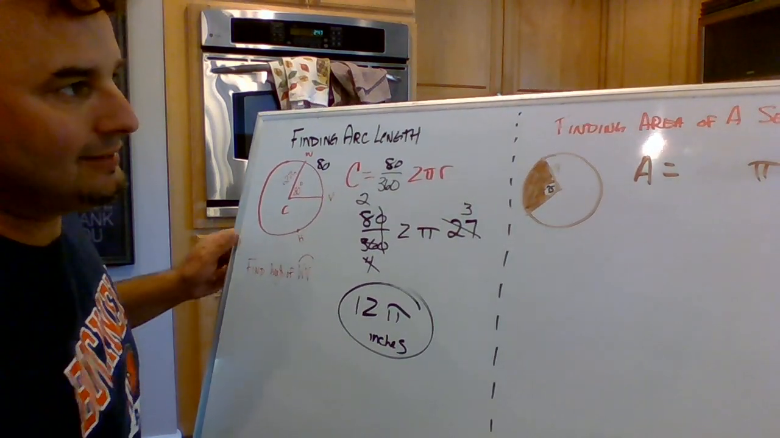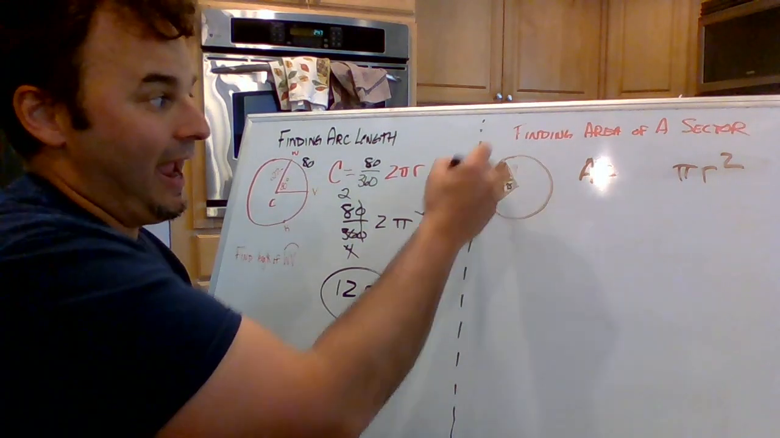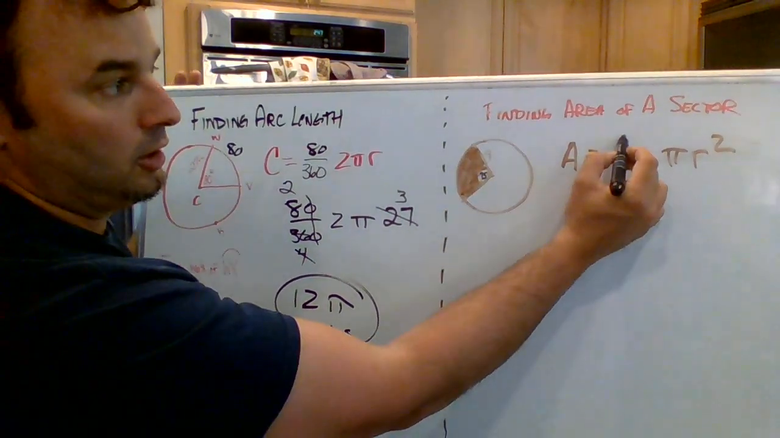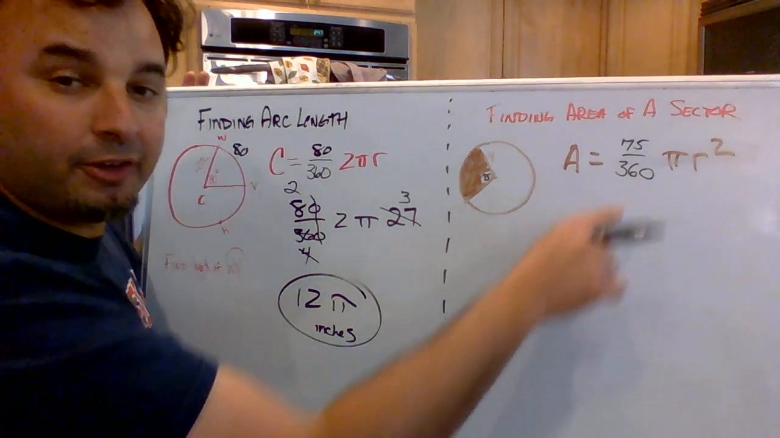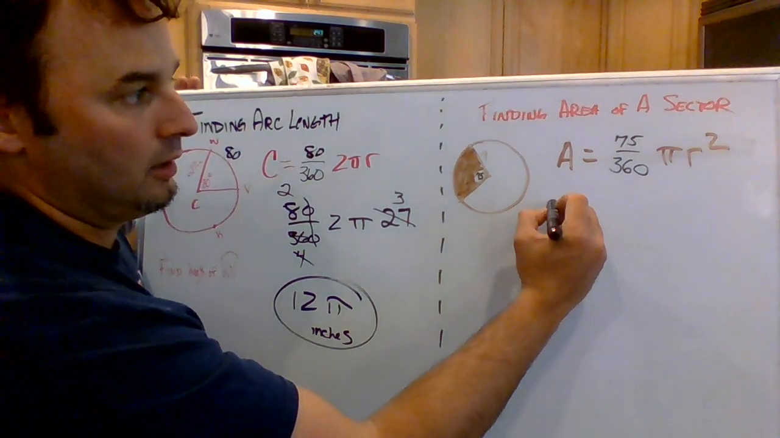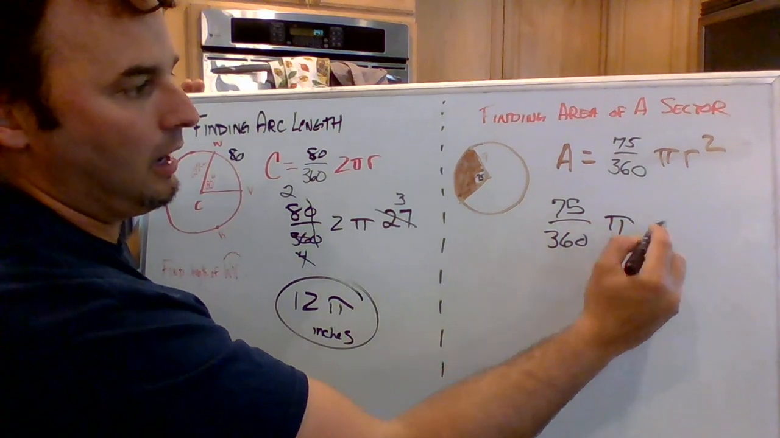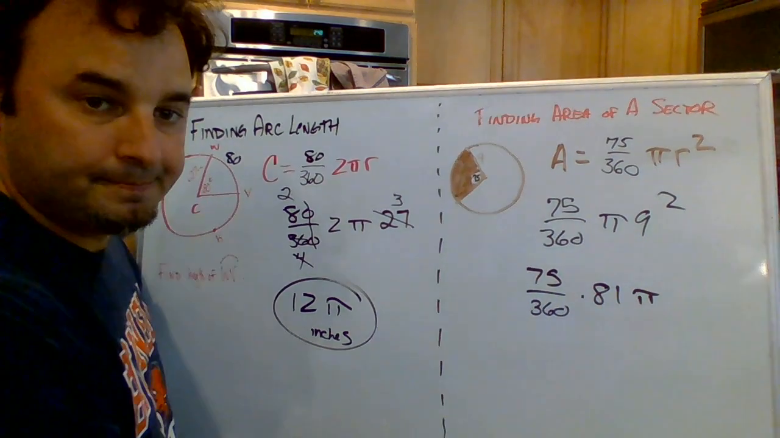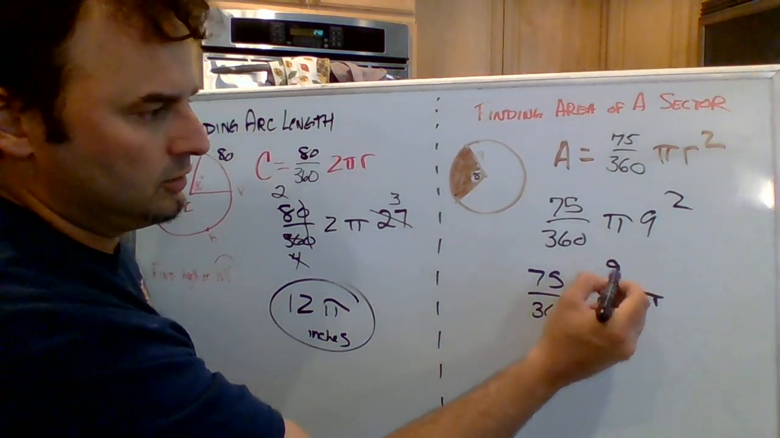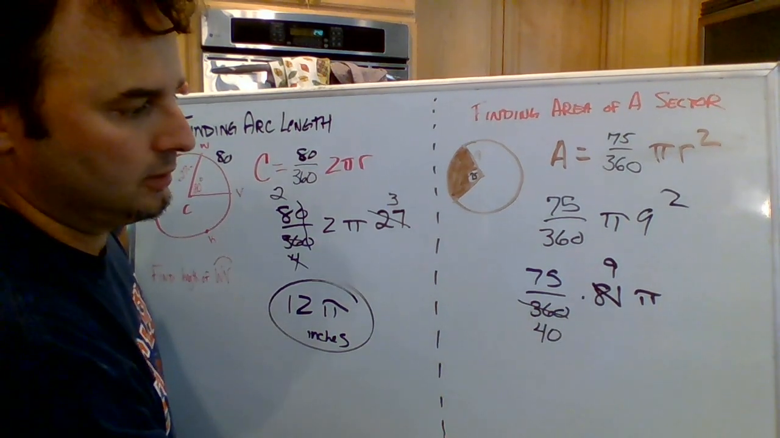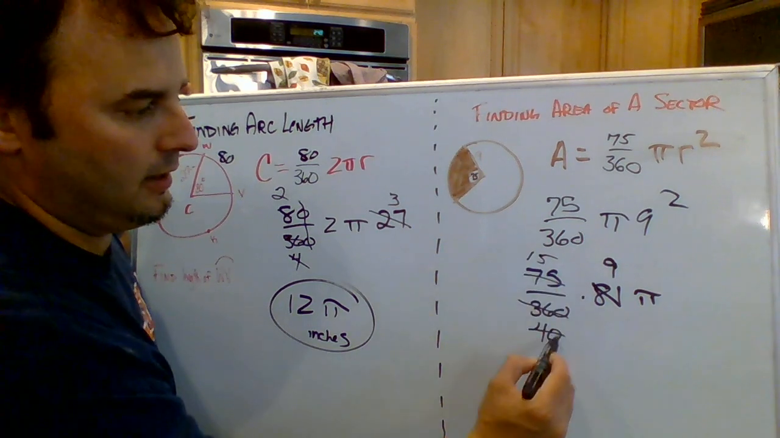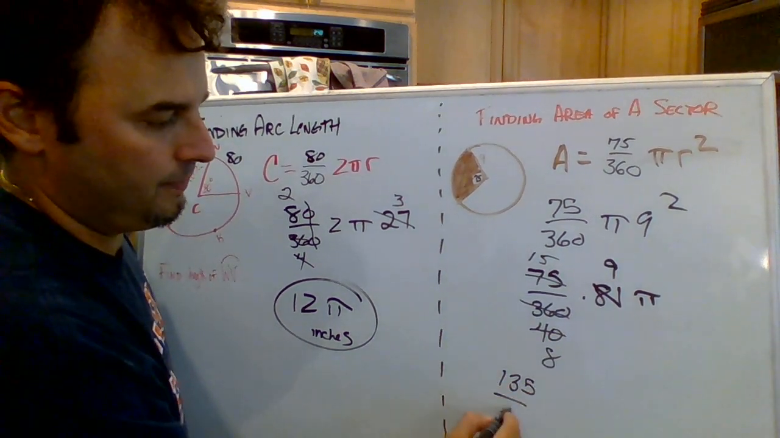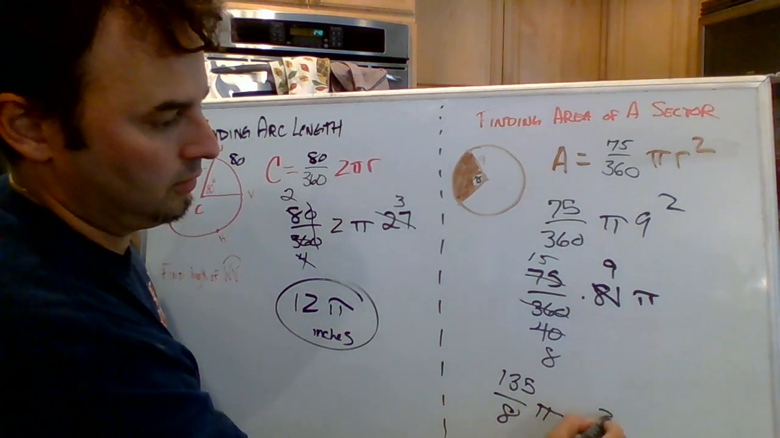Same concept here for area of a sector. I would take the area of the whole circle, pi r squared, and just take this percentage. So 75 over 360, I want 75 over 360ths of the entire area. So 75 over 360 times pi times 9 squared, which is 81 pi. Let's go through and reduce that out. 9 goes into that 9 times. It goes into that 40 times. 5 goes into that 15, that 8 times. 8 does not go into either of those. 9 times 15, I think, is 135 over 8 pi, and this is units squared.